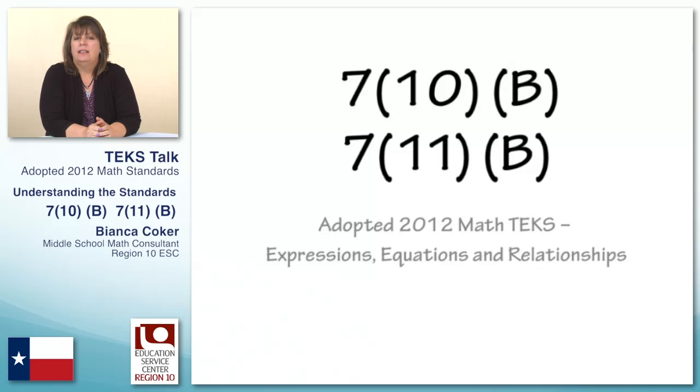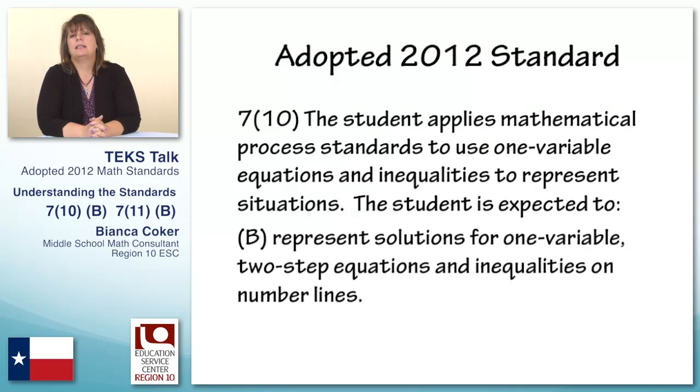In this video, I'd like to talk to you a little bit about one of our new 7th grade standards, 7.10B. This standard is in the Expressions, Equations, and Relationships strand. The standard states that the student applies mathematical process standards to use one-variable equations and inequalities to represent situations. The student is expected to represent solutions for one-variable two-step equations and inequalities on number lines.